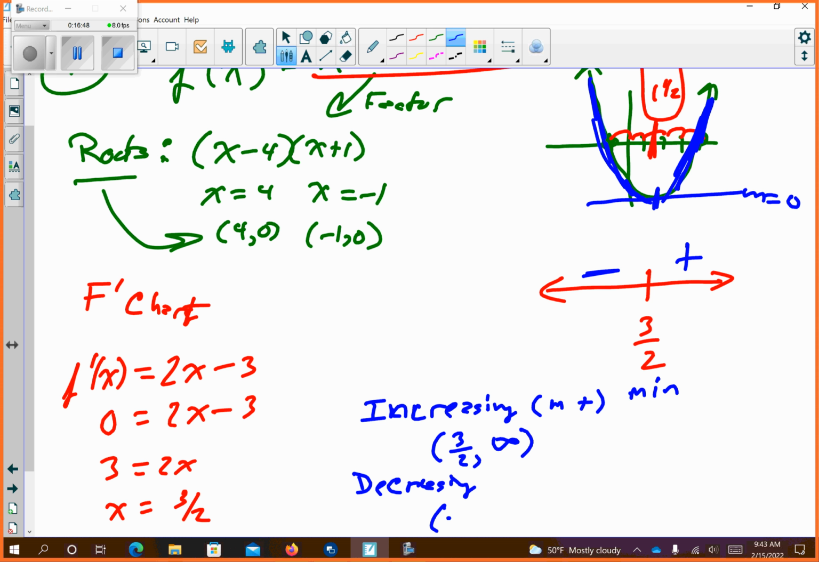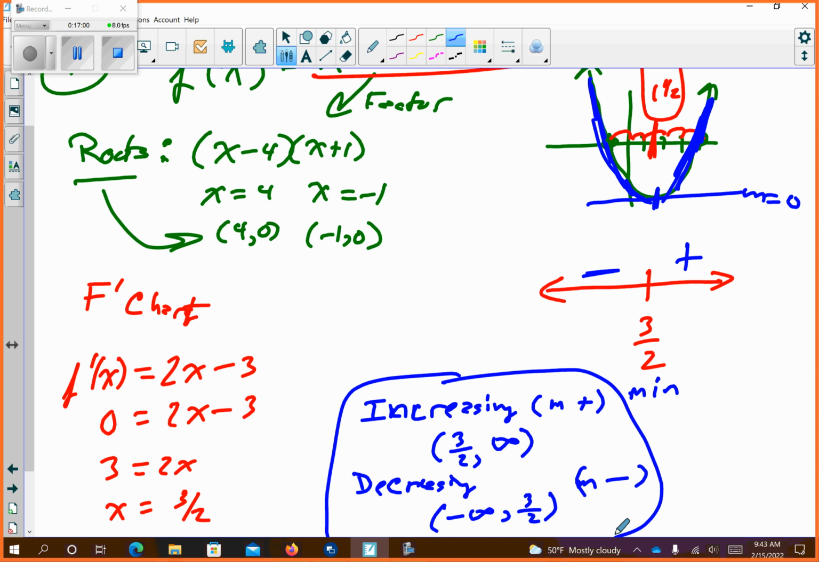It's going to decrease from negative infinity to 3/2 (round bracket). And this is where our slope would be negative. Okay? So this is our intervals for increasing, decreasing. We have max, min. We do have a min that we labeled. That's our min. We have our f prime chart. This is our f prime chart. Okay? And we have our roots.